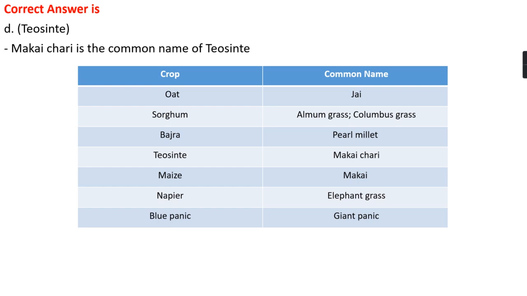Here is a list of some crops along with their common names. Oats common name is jai, sorghum common name is Almum grass or Columbus grass, bajra common name is pearl millet, teosinte common name is makai chari. Makai is the common name of maize. Elephant grass is the common name of napier, and giant panic is the common name of blue panic.